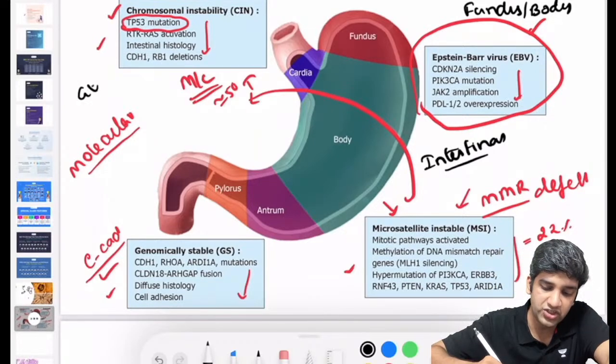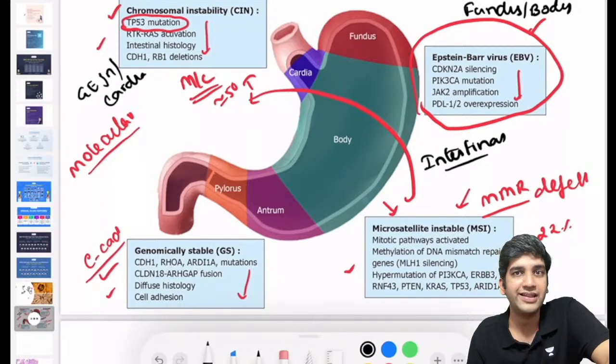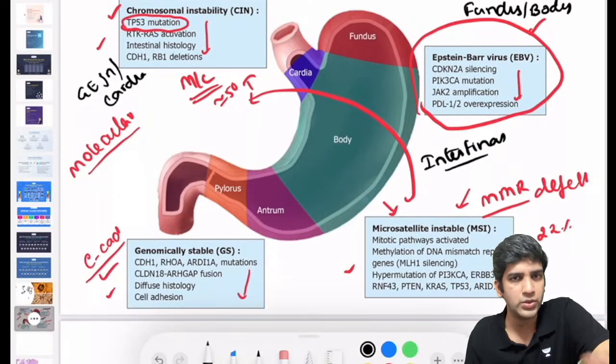They are close to the GE junction and the cardia. Again, these are the predominant locations. It doesn't mean that it will not happen in the rest of the body. It can happen in the rest of the stomach as well, predominantly in these places, right?